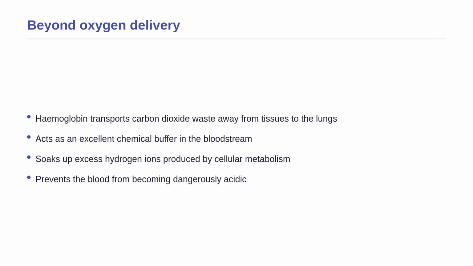While oxygen delivery is its most famous job, hemoglobin is actually a multitasker. Beyond just delivering oxygen, hemoglobin also plays a vital role in transporting carbon dioxide waste away from your tissues and back to the lungs to be exhaled. Furthermore, it acts as an excellent chemical buffer. As your cells work, they produce excess hydrogen ions, which could make your blood dangerously acidic. Hemoglobin acts like a sponge, soaking up these excess hydrogen ions to maintain a safe, stable environment in your bloodstream.